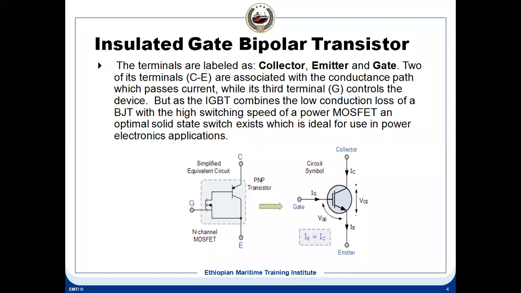The terminals are marked as collector, emitter, and gate. Two of these terminals, collector and emitter, are associated with the conduction path. Like normally in a transistor, the conduction is from emitter to collector. In the same way here also it is emitter to collector. It is associated with the conduction path which passes the current, and the third terminal, the gate, controls the device. So IGBT combines the low conduction losses of a BJT and the high switching speed of a MOSFET. It's an optimal solid state switch, ideally used in power electronic applications.